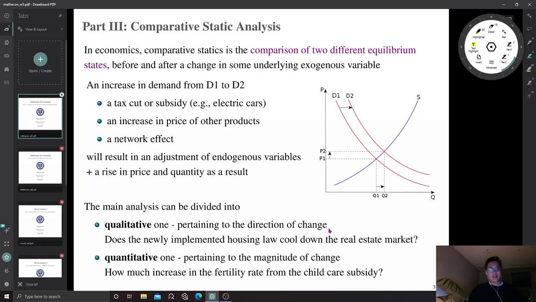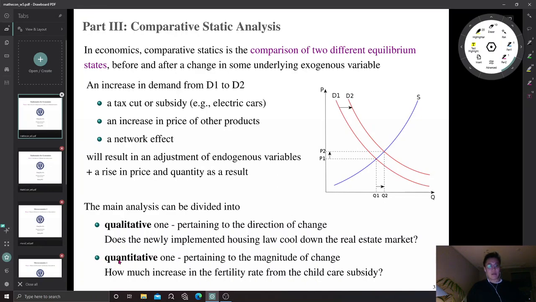So if you live in South Korea, you know that under the current regime, the government implemented and amended the housing law 25 times in the last 4 years to decrease real estate market prices. So we can ask, does the newly implemented housing law cool down the real estate market? That is related to whether property price increases or decreases. So, the direction of a change.